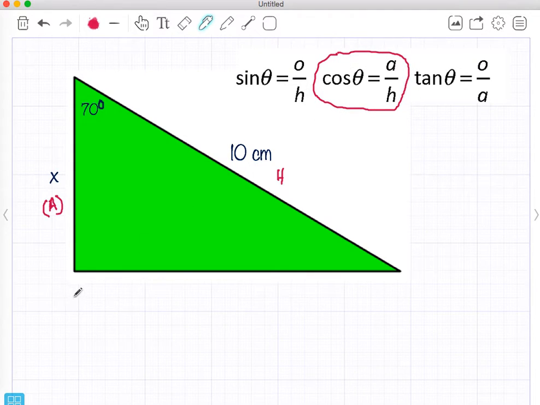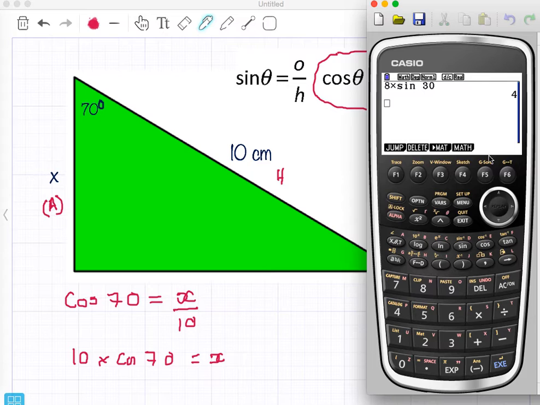I'm going to fill in the values, so it's cosine 70 equals adjacent, which is our x, the one we don't know, divided by 10. A little bit of algebra, 10 times cos 70, and that will give me x. Now I don't know what cos 70 is, so I'm going to bring my calculator up again and do 10 times cos 70, and it gives me 3.42.